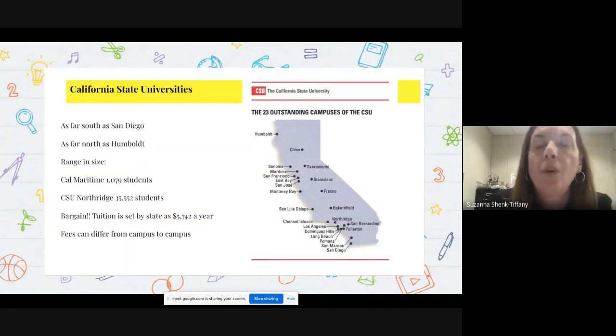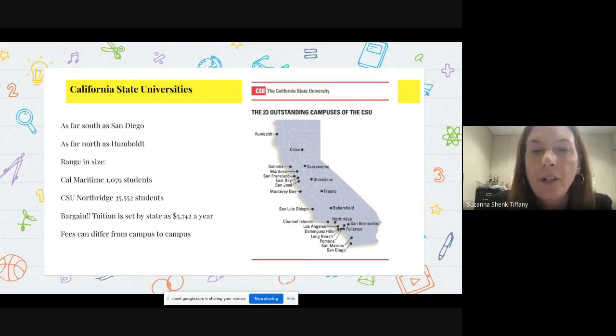Before we get started, I just want to talk about the California State University system. So you may not be aware, or maybe you are aware, there are 23 campuses. They're as far north as Humboldt, you can see is almost near the Oregon border, all the way south at San Diego State. And that's actually where I went to school for my master's degree. I went to San Diego State University. And so they range completely, they are all different.